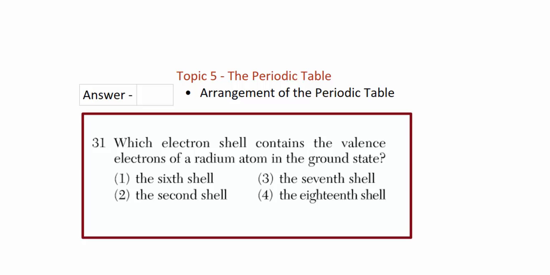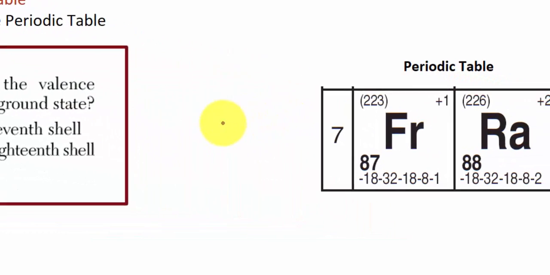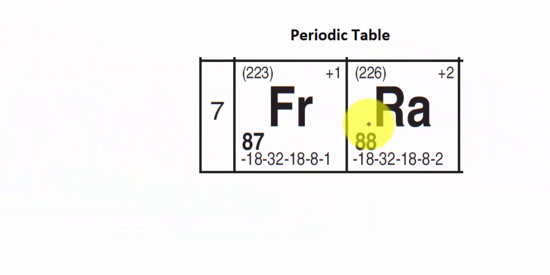Here is question number 31. Which electron shell contains the valence electrons of a radium atom in the ground state? To help with this question, we bring in a small segment of the periodic table and notice that radium is located in the 7th period of the periodic table, which indicates that it has 7 electron energy levels. The first two have been omitted for the sake of saving space on the periodic table, so there should be a 2 and an 8 prior to this number 18.